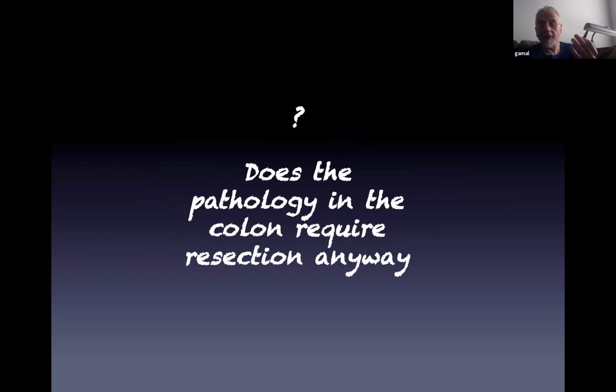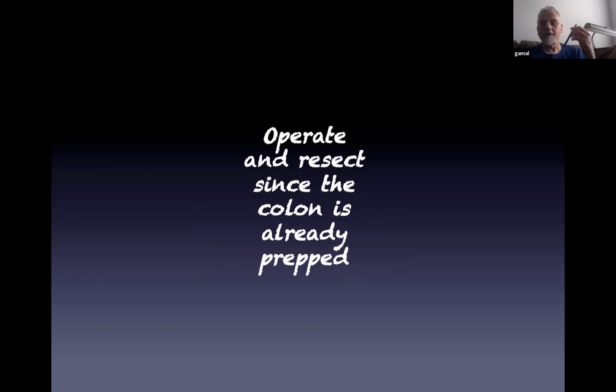So does the pathology, remember the first slide, remember, the colon is prepped, and is there a pathology that requires resection regardless? I know there is a huge tumor in the right colon, they biopsied it. So what am I waiting for? And there is a perforation, and the colon is prepped. Why are you sitting and saying, should I operate, should I not? You are going to operate because you're going to operate next month regardless. So just go and do it now. Operate and resect since the colon is already prepped.